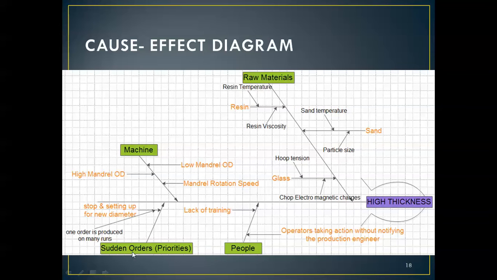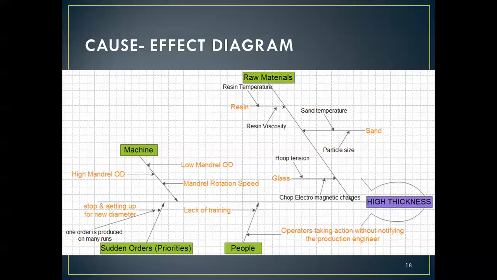Sudden orders, which I think is one of the main problems for our case. I mean by this that when we have some high priority orders, we shut down the machine and change the setup for another diameter. And then when we finish, we go back and set up the machine for the previous diameter. This will cause some variation in the machine setup, which will cause, of course, the variation in the thickness.